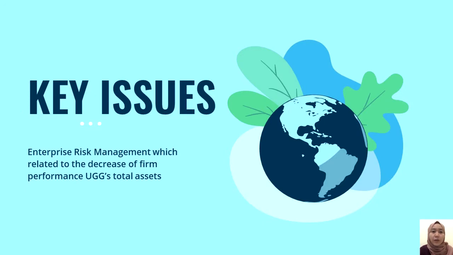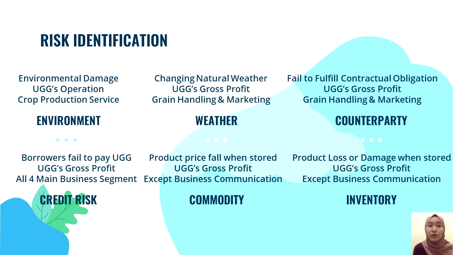UGG has some issues with enterprise risk management and needs to identify the principal risks related to the decrease of the firm performance and UGG total assets. This is the analysis. Then we need to identify the major risks. First is environmental liability. This is caused by environmental damage such as unethical workers or use of dangerous materials. Second is weather risk. Unexpected changes in natural weather such as temperature, rainfall, snowfall, etc. can decrease the production of grain and seed. This is the most unmanaged risk.